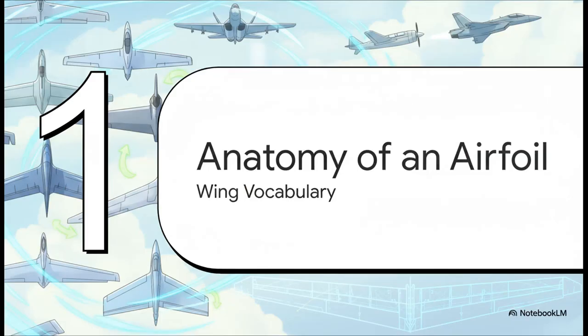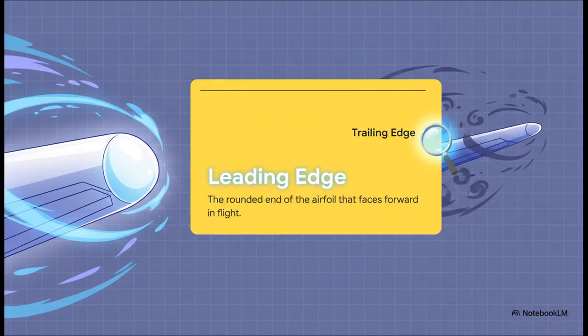Starting off with Section 1, Anatomy of an Airfoil. Let's establish that basic vocabulary so you know the parts before we actually fly the plane. We'll begin by identifying the two extreme ends of the wing's profile. You see that rounded end on the left? The part that faces forward into the wind during flight? That's called the leading edge. And all the way at the back, we have the exact opposite end, the trailing edge, which is quite narrow, kind of tapered down. So the air meets the leading edge first, and it leaves at the trailing edge.